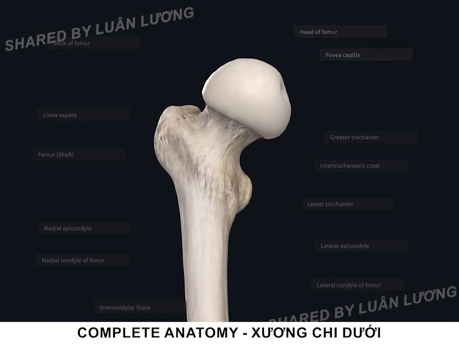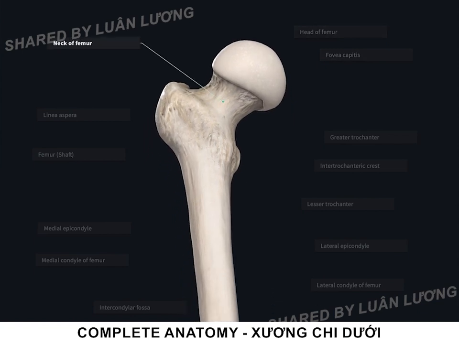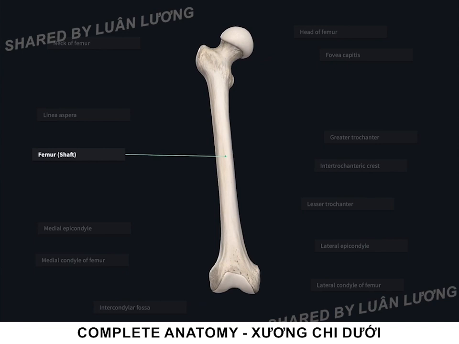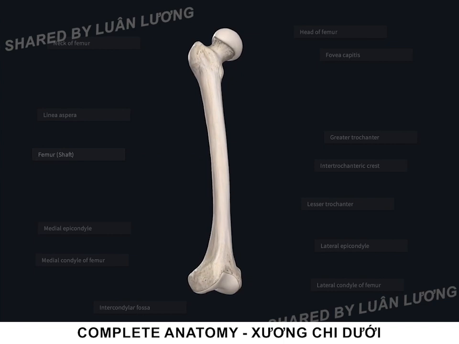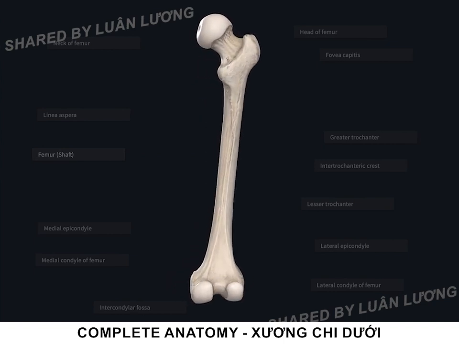Now, moving away from the head, if we came inferolaterally, the next structure we're going to find is the neck of the femur. The neck is designed in such a way that it can help distribute the weight from the head of the femur and the body supported by that part of this bone down into the shaft, or the central portion of this bone. Like all long bones, it's going to have this central diaphysis or shaft, with the two ends being more pronounced or robust in appearance.